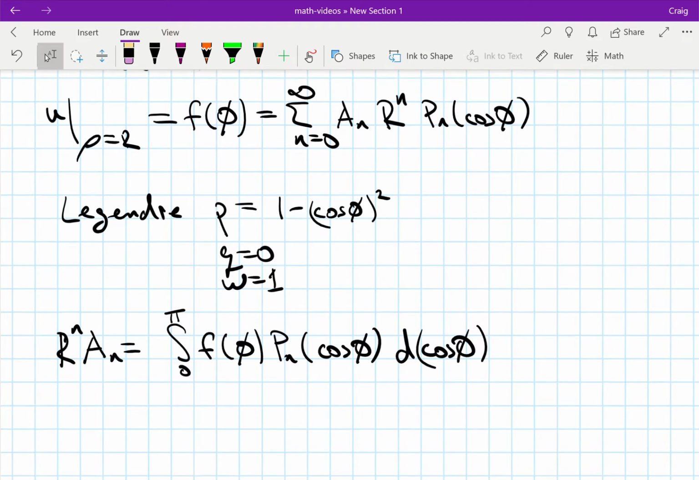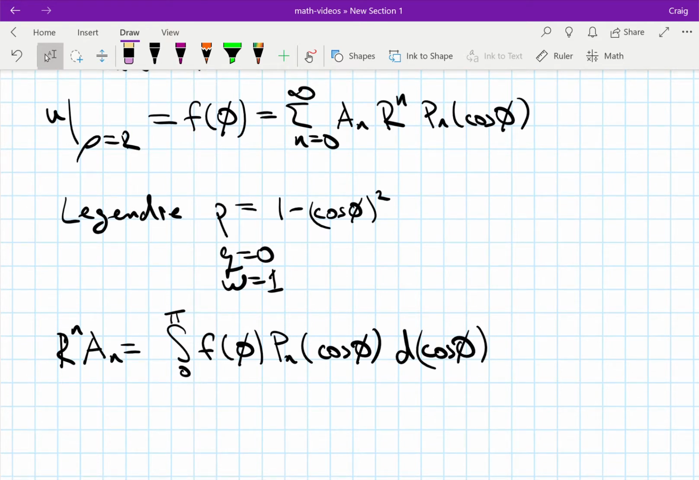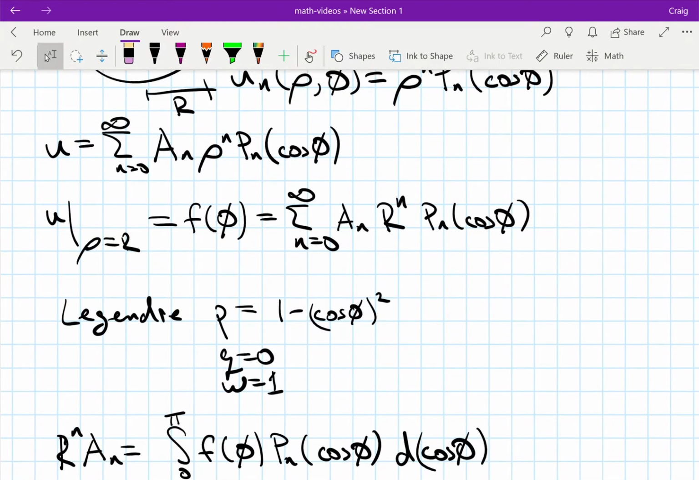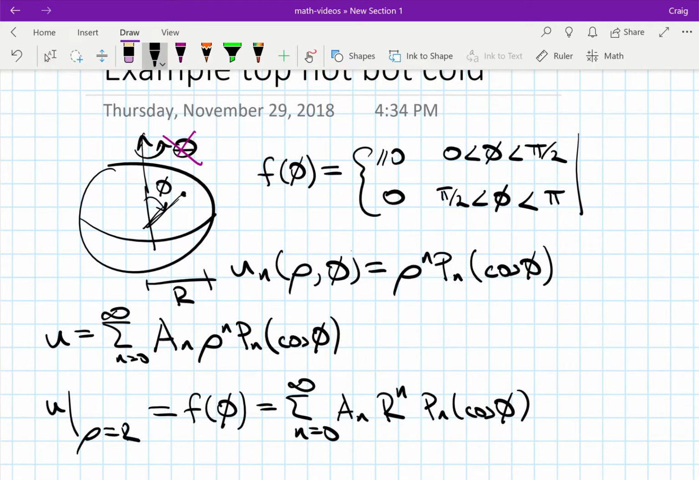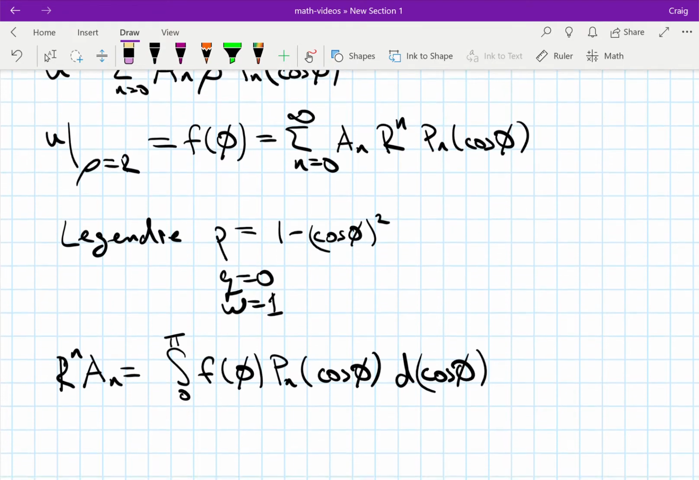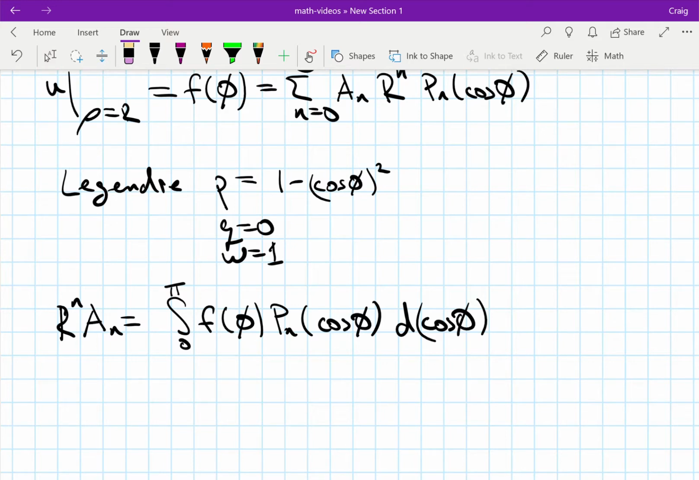Okay, so my function f of phi is equal to 110 in the northern hemisphere and 0 on the southern hemisphere, so I can really just integrate over the northern hemisphere. So I'm going from 0 not to pi, but to pi over 2, which means I'm restricting to the northern hemisphere. And then my function is 110, a constant, and I have to integrate P_n of cos phi d cos phi.